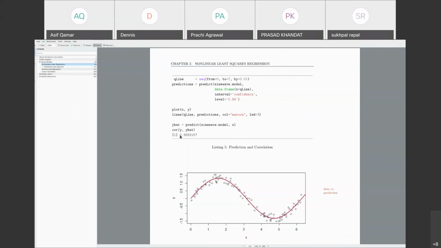And now, instead of R squared, the best you can do is find a correlation between your prediction and the reality. Y hat is your prediction, Y is the reality, and it has an agreement of 98.5%, which is very good. Right? It's a very good thing.